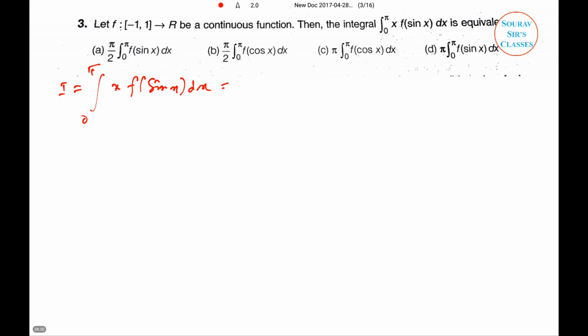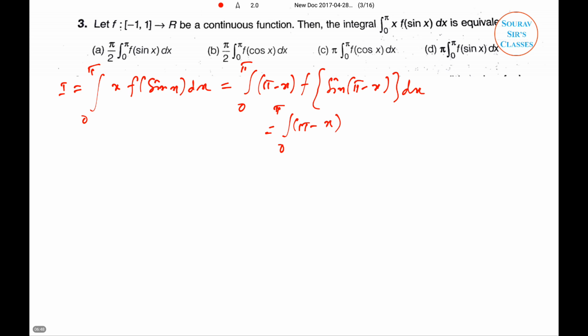In the very next line, utilizing the formula, the integral from 0 to pi of pi minus x, f of sine of pi minus x, dx. Okay, so this can finally be written as the integral from 0 to pi of pi minus x, f of sine x dx. Let this be 1 and let this be 2.